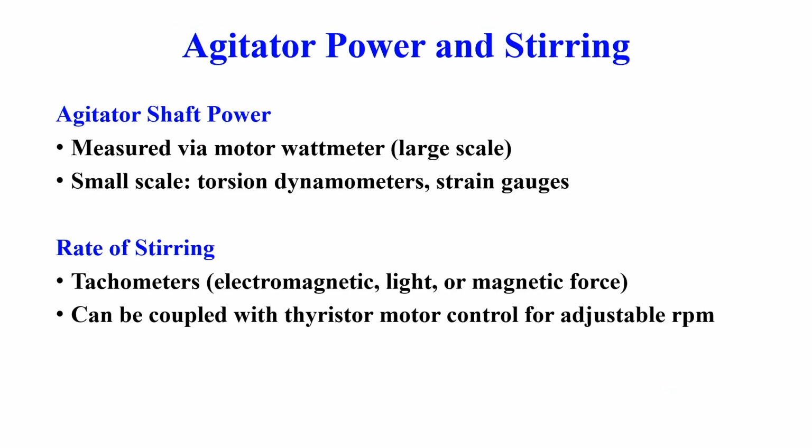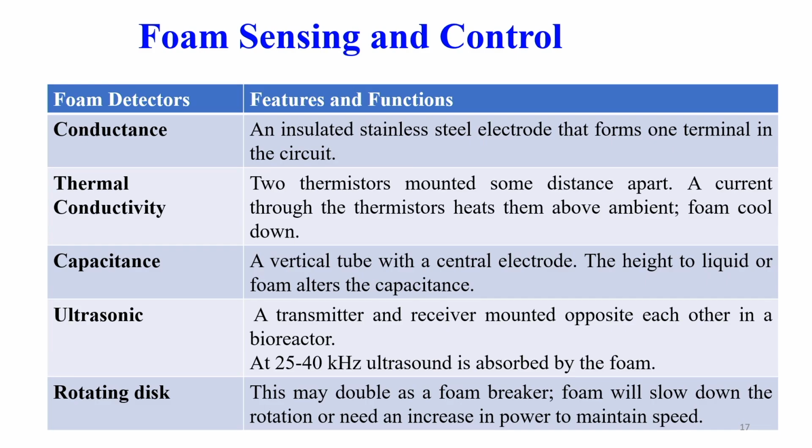Next is agitator power and rotational speed. Agitator shaft power is measured by a simple motor wattmeter. For a small scale we can go with a torsion dynamometer or strain gauge, and for the rate of stirring, the most common one is the tachometer.